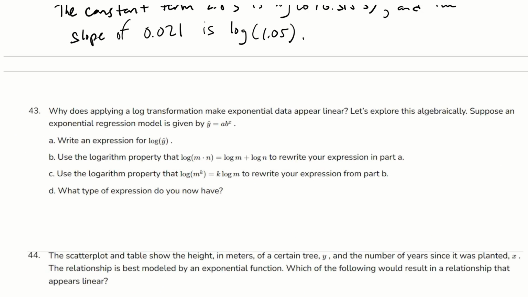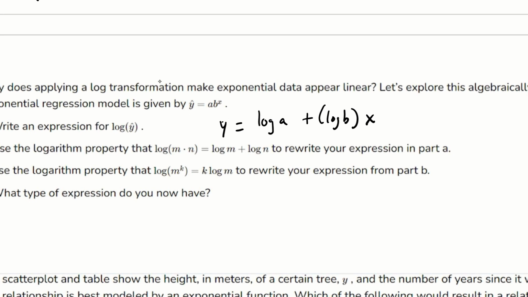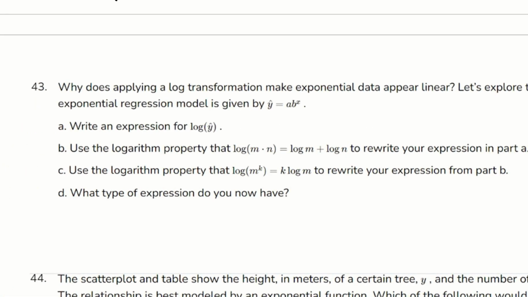So number 43. Why does applying a log transformation make exponential data appear linear? Let's explore this algebraically. Suppose an exponential regression model is given by that. So this is what we had talked about already, and I just wrote it down, so I'm not going to go through it again. Just go back earlier in the video. But this is equal to log of A plus log of B x. All right, use the logarithm property. Okay, so I guess I have to go through this whole process. Okay, so I guess we could do it again.